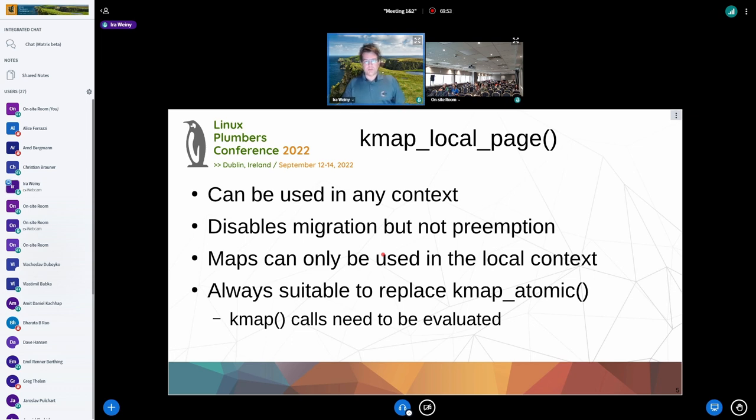So KMAP local page, a little bit more details about it. It can be used in any context. It disables migration, but not preemption. So it will keep your mapping and that thread on that CPU because it uses some CPU local storage. Actually, it's not just CPU local. It stores some stuff in the struct thread to be able to create some mappings. If the thread does get preempted, it will restore those mappings for you. So it's a much nicer function. Because it can be used in any context, it can replace KMAP Atomic pretty much anywhere.